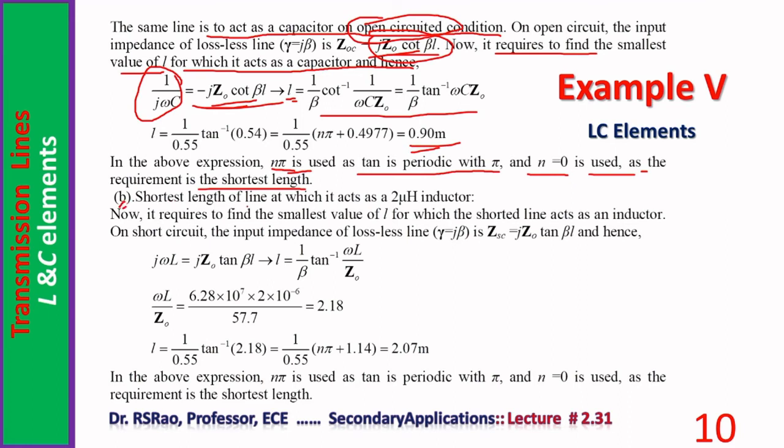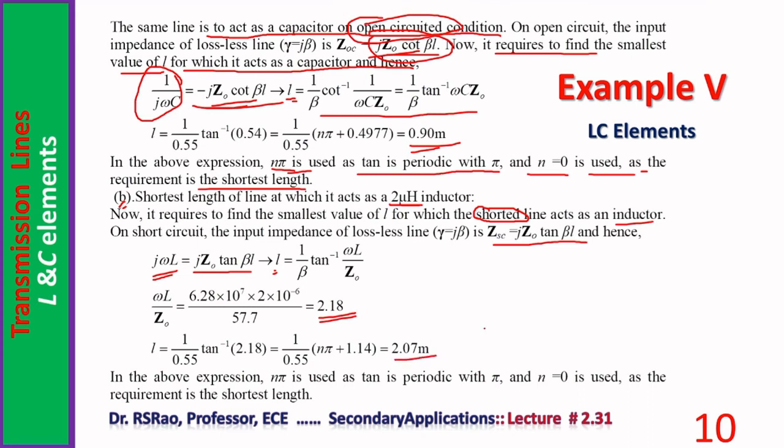B. Shortest length of line at which it acts as a 2 microhenry inductor. First, we consider the line as shorted. On short circuit, the input impedance of a lossless line, as we have already seen, is equal to j Z0 tan beta L. Let us suppose it is equivalent to an inductor with inductance L. So its impedance is j omega L. Line impedance is j Z0 tan beta L. So L is 1 by beta tan inverse of omega L by Z0. Omega L by Z0 is 2.18. Substituting this result, we get 2.07 meters.